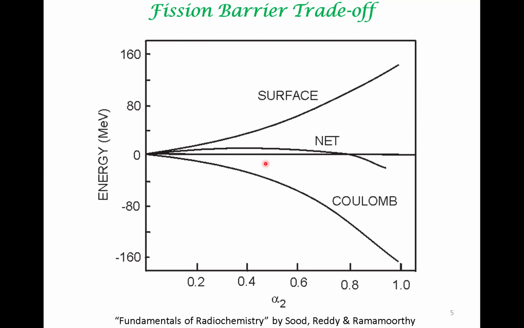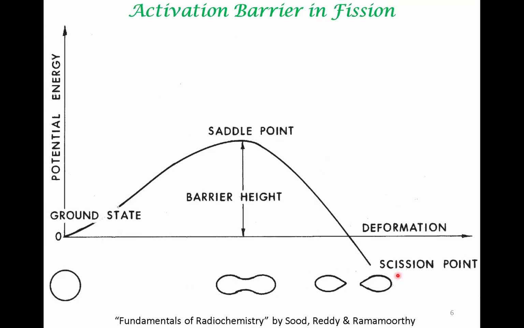So what are we plotting this against? On the y-axis, we have the energy. Here, this is indicative of certain deformation parameter. So as alpha 2 increases, you go from a spherical nucleus to non-spherical nucleus, and you get to two different fragments. So again, this is schematically illustrated here.